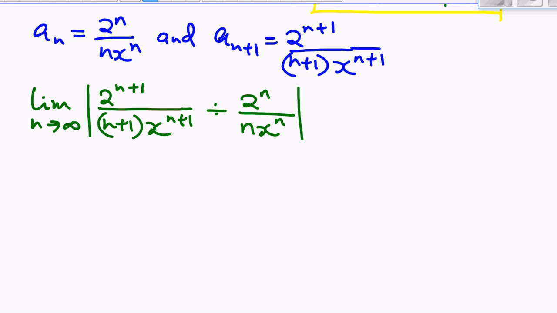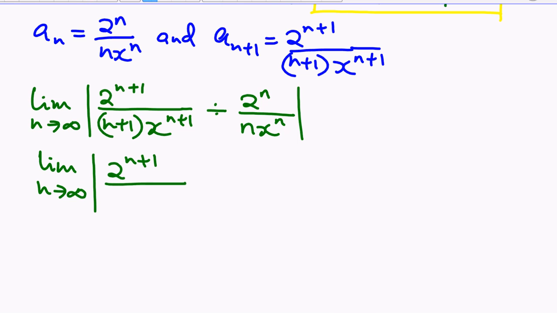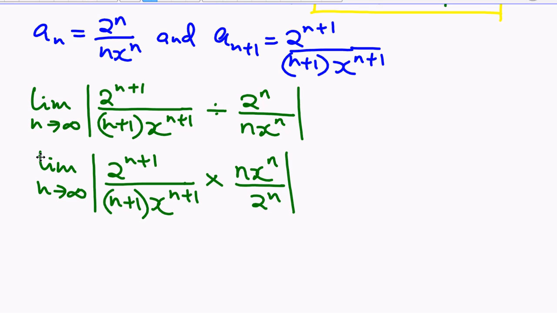All right. Now this will simplify to the limit as n approaches infinity of the absolute value of 2 to the power n plus 1 over n plus 1 x to the power n plus 1 multiplied by n x to the power n over 2 to the power n.